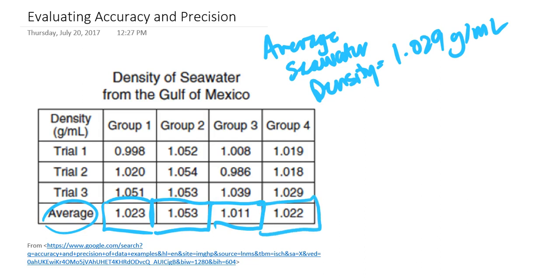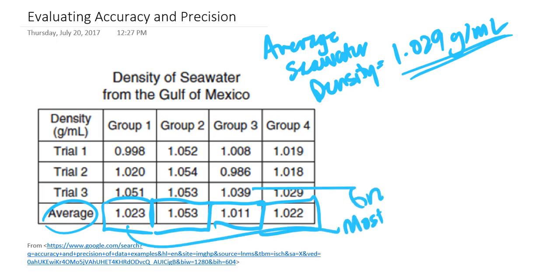If we take a look at the average density for group 1, it is the closest to the target value of 1.029 grams per milliliter. Because of that, we can say that group 1 was the most accurate.